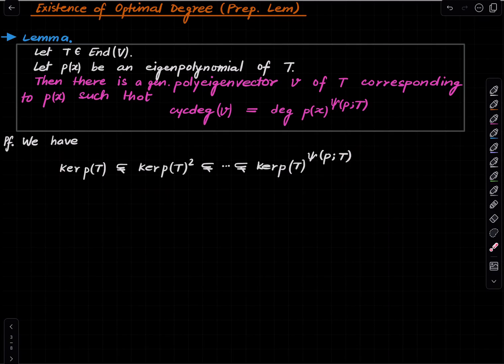So all we do is we just pick some vector in the set difference of the ultimate and the penultimate.